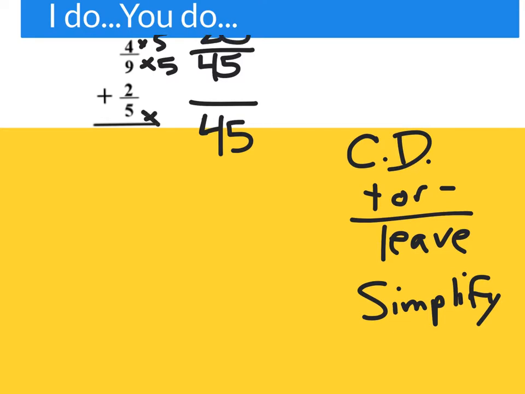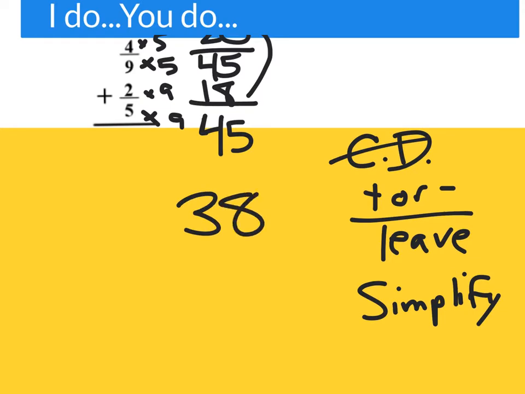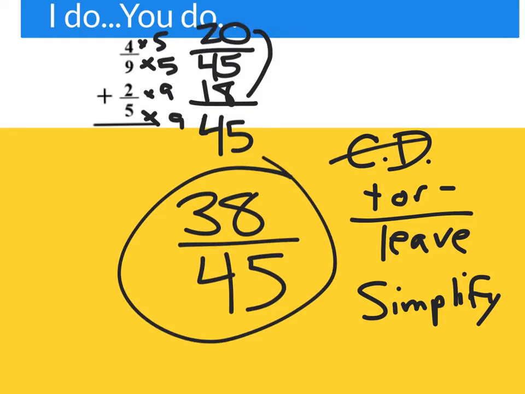On this one, I took it times a 9 to get it to be 45, so I need to take it times 9 to make it 18. We've done common denominator. Now we're ready to add or subtract the tops and leave the bottoms. So we add the numerators, since we're in addition. 20 plus 18 is 38, and we leave the bottom alone as 45ths. And we have our answer of 38/45.